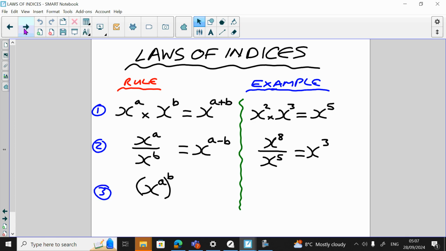Thirdly, if we've just got the base x to a power, and the whole thing, as we say, is raised to another power, what happens here is we just multiply the two powers together. So an example here, x cubed, all to the power 2. So that's just like x to 3 times x to 3, which, using the top rule, x to 3 plus 3 should give you x to the power 6. And it does.